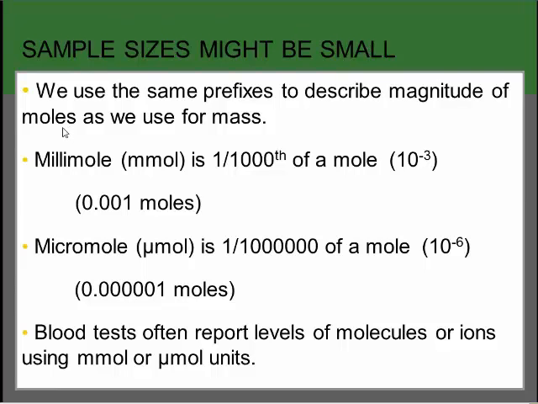We can use the same prefixes to describe the magnitude of moles as we use for mass. So a millimole, small m, is 1,000th of a mole, 10 to the minus third, or 0.001 moles. A micromole, with the Greek letter mu, is 1/1,000,000th of a mole, 10 to the minus 6. And blood tests often report levels of molecules or ions using these smaller versions of the mole, millimole or micromole units.